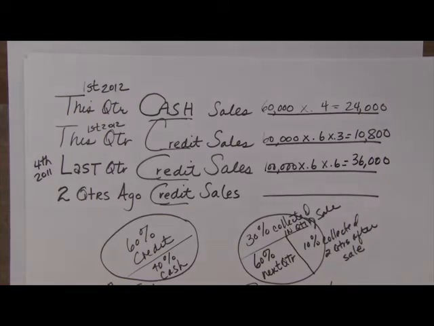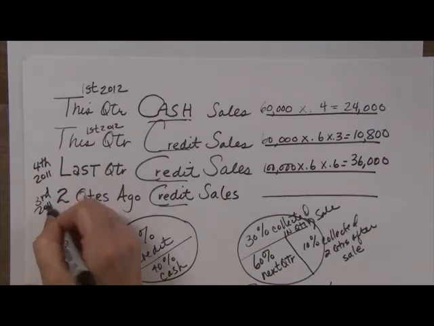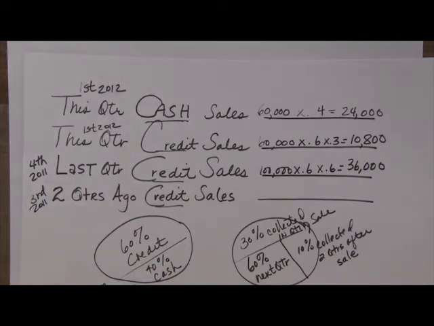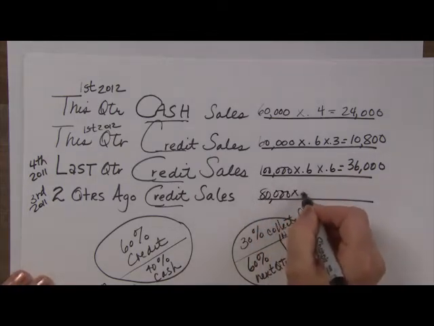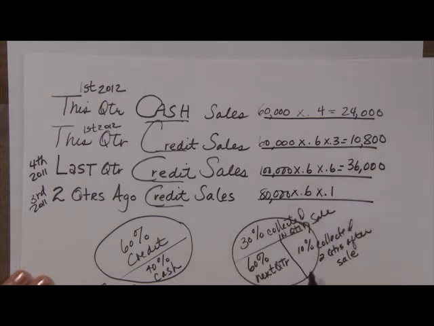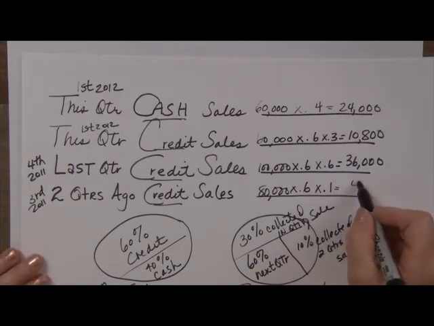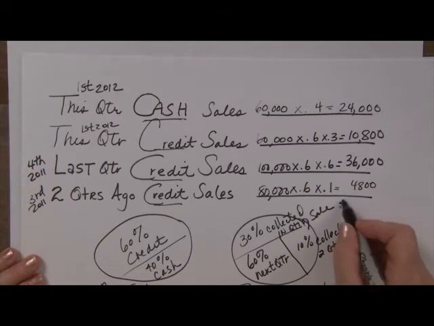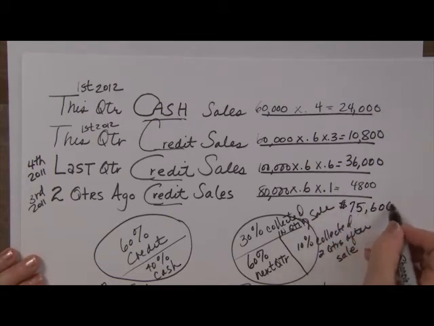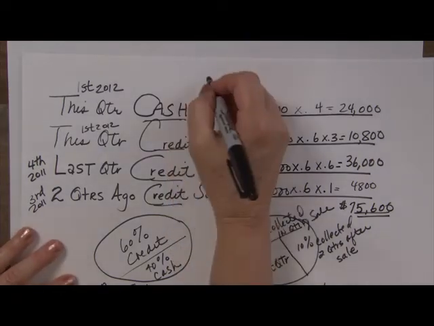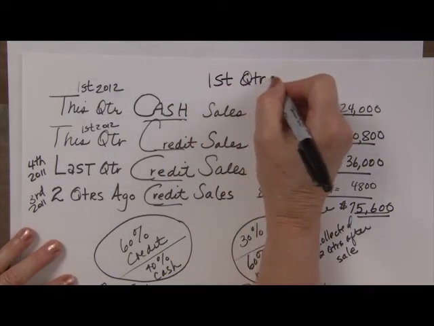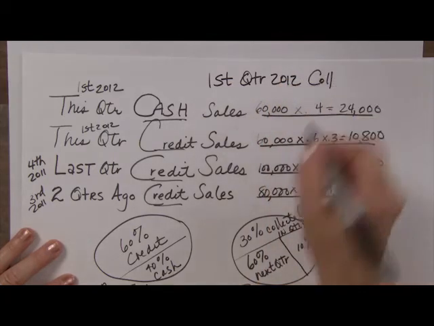Now, finally, the fourth calculation we do is we have to back up one more quarter, which would be the third quarter of 2011. Let's look at the sales that we're told for that quarter, 80,000. We're still looking at credit. And we're going to take this last little piece. It was sold in the third quarter of 2011, but we are collecting for the first quarter of 2012. So we get $4,800, and when we add all of this up, we will be collecting $75,600 in the first quarter of 2012. These would be our collections.